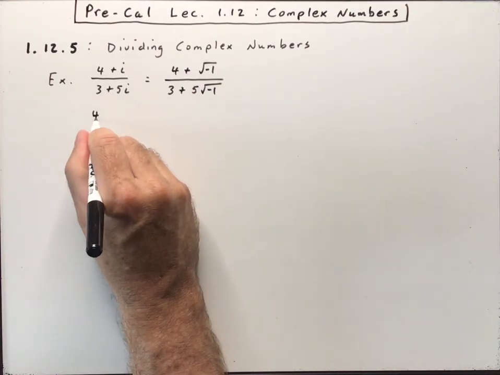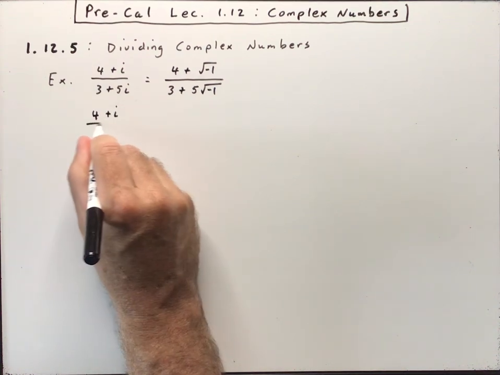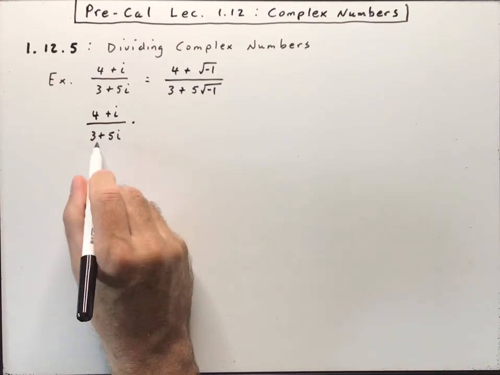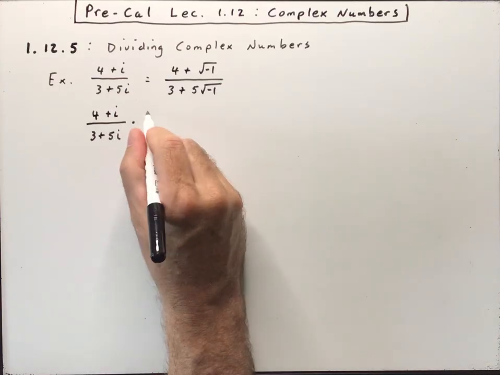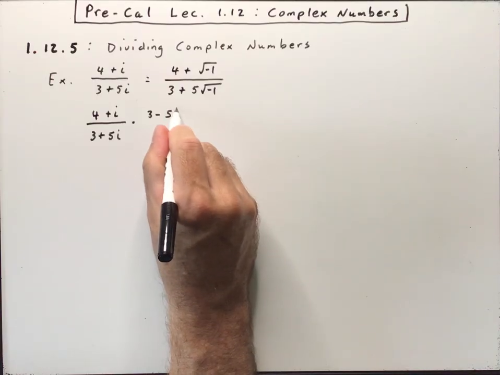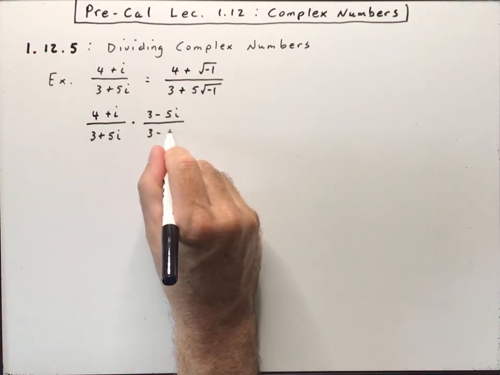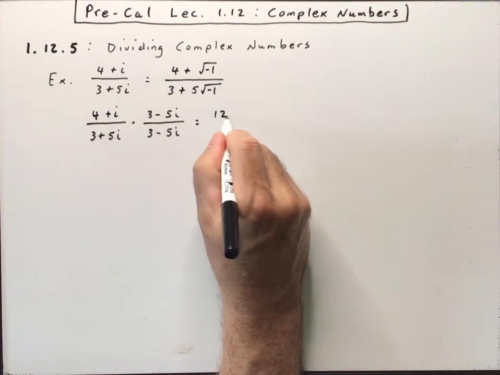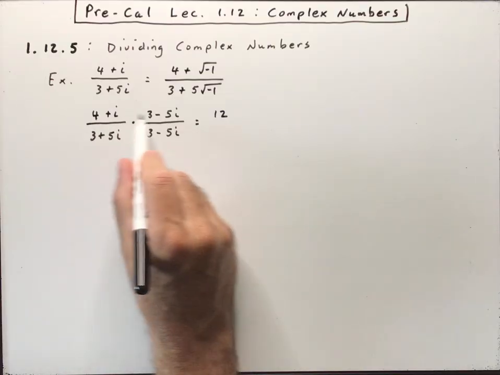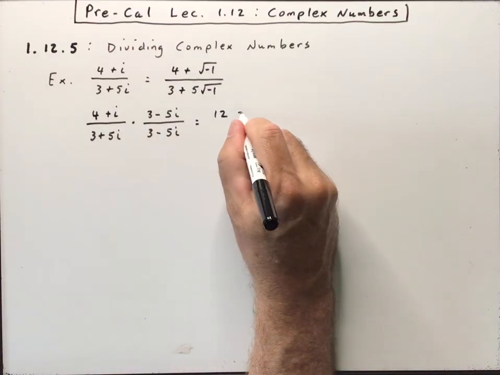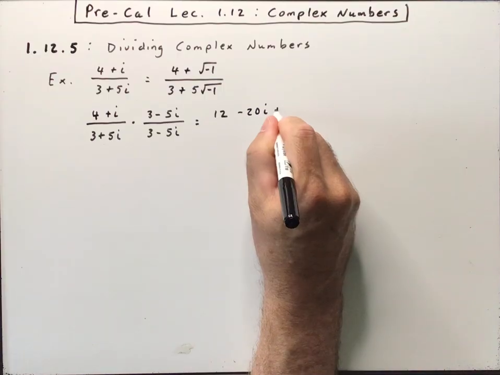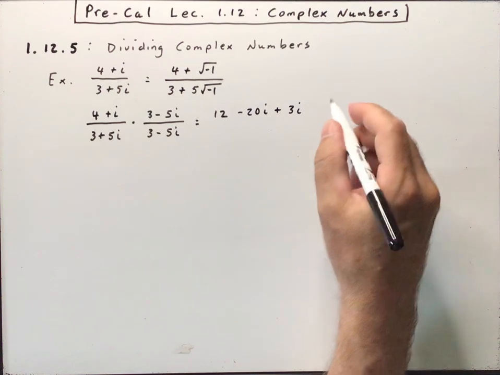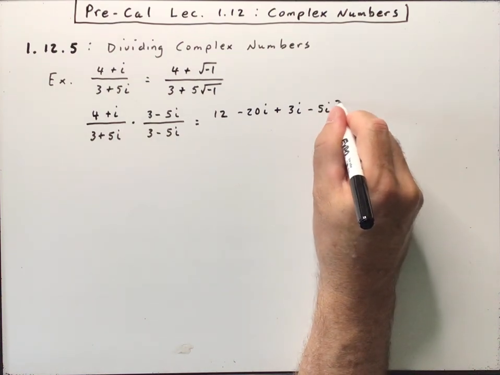So let's rewrite it in terms of i. And we're going to multiply that by the conjugate of the denominator. So that would be 3 minus 5i over 3 minus 5i. And now we're just foiling. So 4 times 3 is 12. And then we have 4 times -5i, so minus 20i. The inside terms would be plus 3i. And then i times negative 5i would be minus 5i squared.